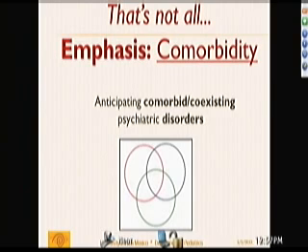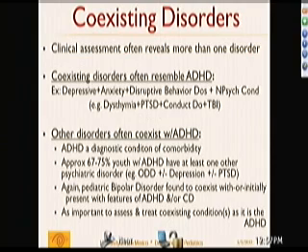There's comorbidity that occurs with these conditions. Insofar as our clinical assessments often reveal more than one disorder, coexisting disorders that will resemble ADHD, such as a mood disorder, depression, and anxiety disorder, plus a disruptive behavior disorder, and a neuropsych condition, such as dysthymia, PTSD, conduct disorder, traumatic brain injury. These individuals will look a lot like they have ADHD. And other disorders often coexist with ADHD. In fact, ADHD is really a diagnostic condition of comorbidity.